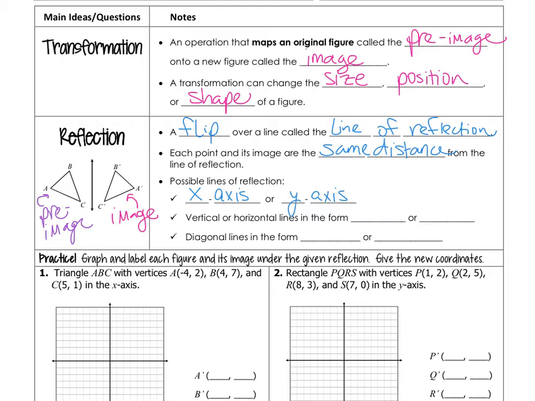We could have some horizontal or vertical lines, and remember your vertical lines are x equals a number, and your horizontal lines are y equals a number, so make sure you can tell which is which. The diagonal lines could be y equals x, which remember is our parent function for a linear function, or it could also be y equals negative x, so it would be the slope of -1.